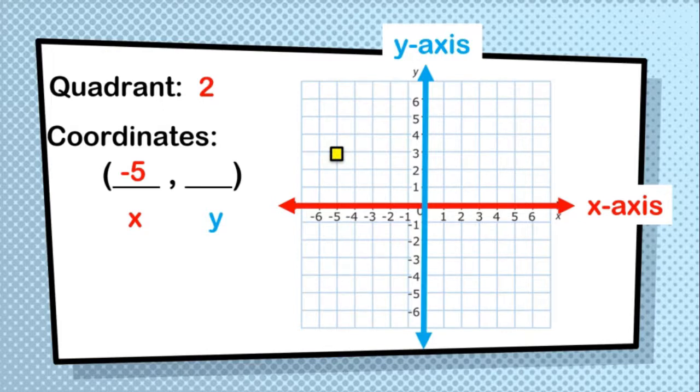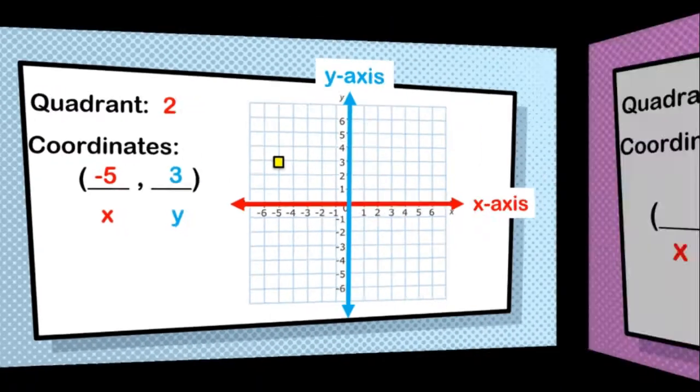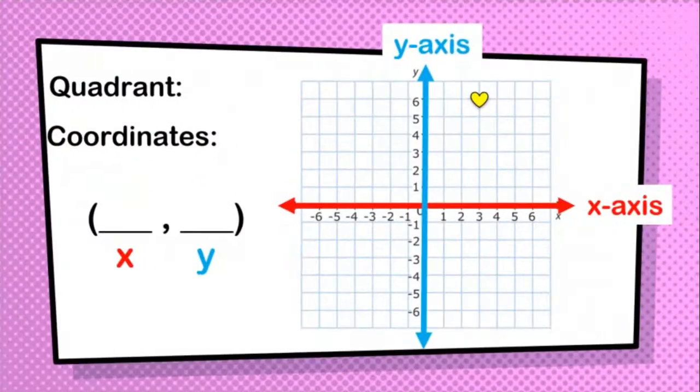What about the ordinate or the y-coordinate? Look at the y-axis. From the origin, count how far the point is from the x-axis. And that is positive 3. We are going up, therefore our integer is positive. Next, what is the quadrant where the heart is located?